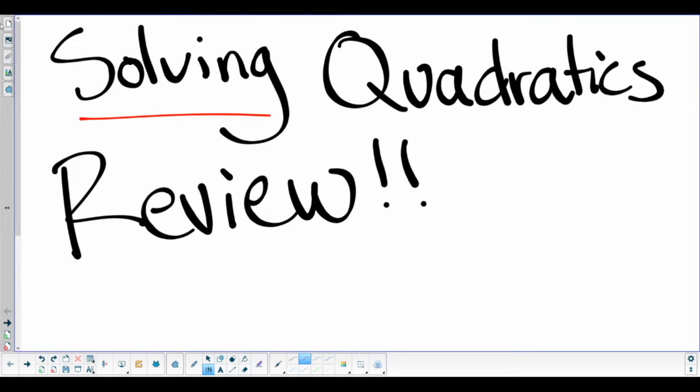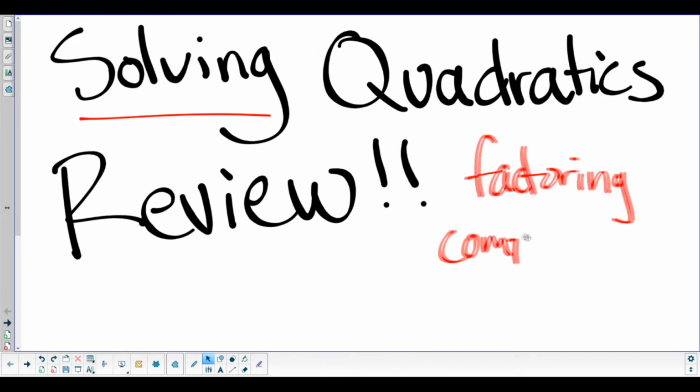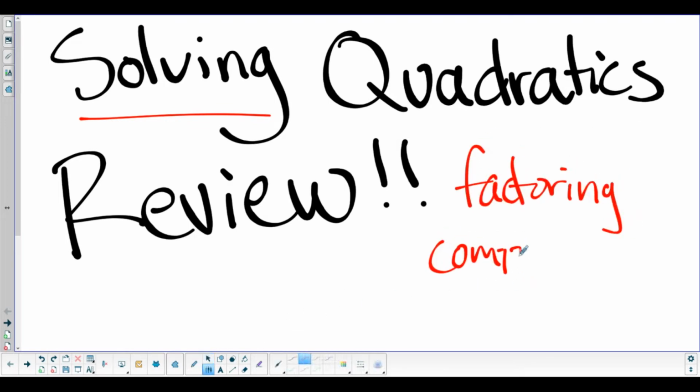I generated like 8 problems that I haven't seen yet, and so I'm just going to do them as if I was a student and I was told to solve these problems. I'm going to use all 3 of the strategies we know, which are factoring and completing the square. We'll do a few of completing the square, and then we're also going to do 1 or 2 of using the quadratic formula.